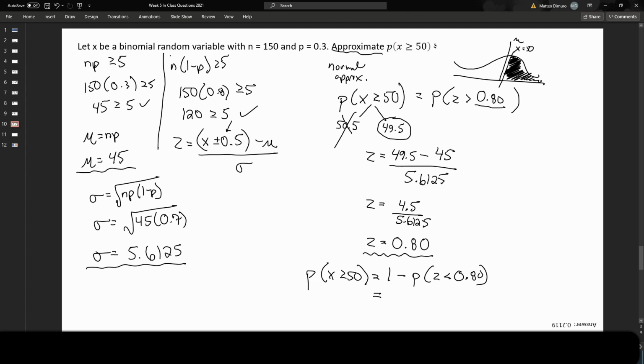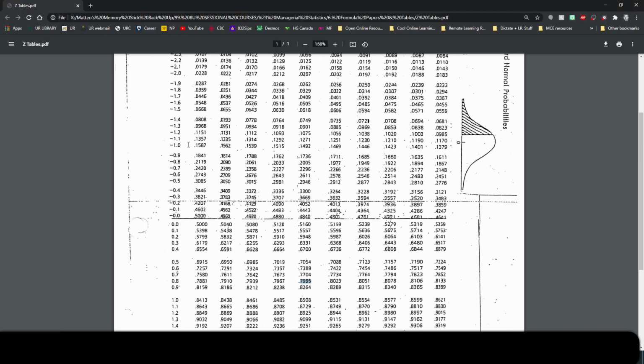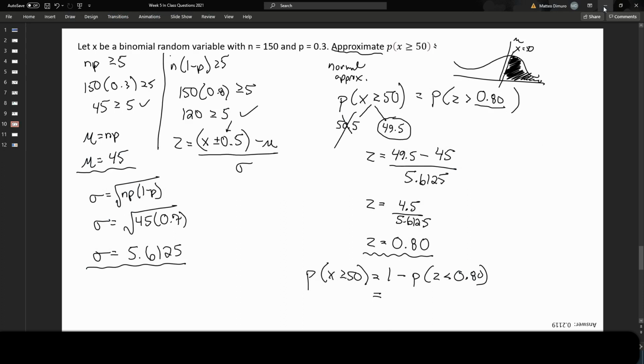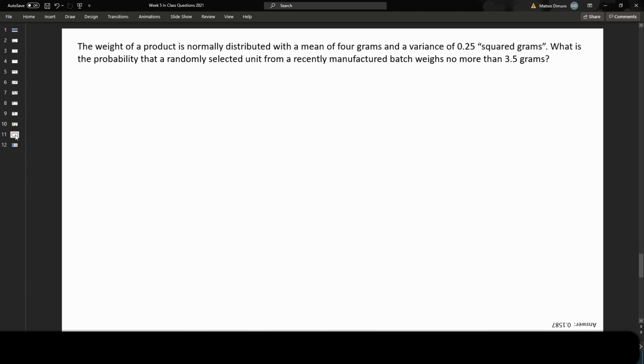So let's look it up. 0.8... 0.7881. So 1 minus 0.7881. I'm feeling lazy, and I am not going to do that in my head. So I get 0.2119. And there you have it. Answer. So, small question, lots of work, lots of fun. Glad we did it. Let's wrap up here.